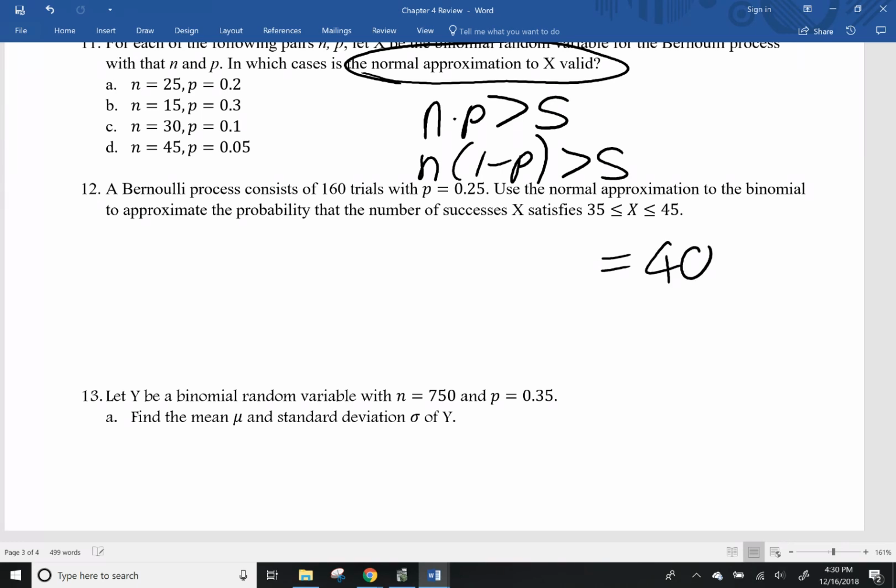Also, I got to end this video soon because this is not working. It keeps automatically erasing. I don't know what's going on there.